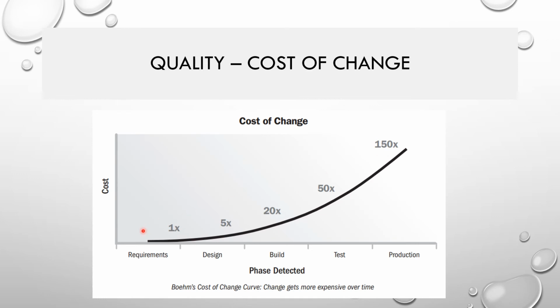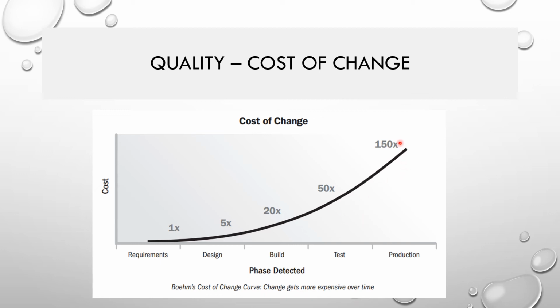right? So this is the chart that helps you understand the cost of change curve: the cost of change increases exponentially as the phases move along, right? On the x-axis you put all the phases of the life cycle, and on the y-axis you put the cost of change, right? This chart is called Boehm's cost of change curve. The change gets more expensive over time, right?